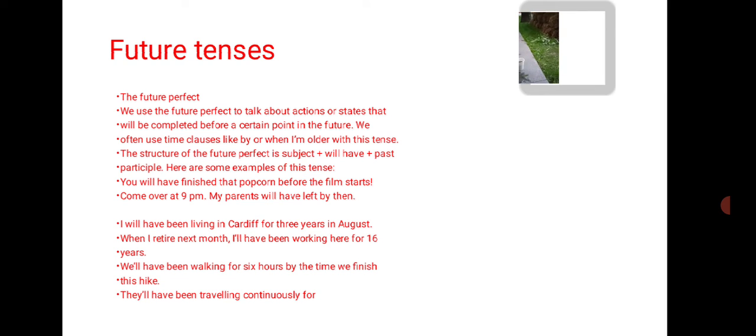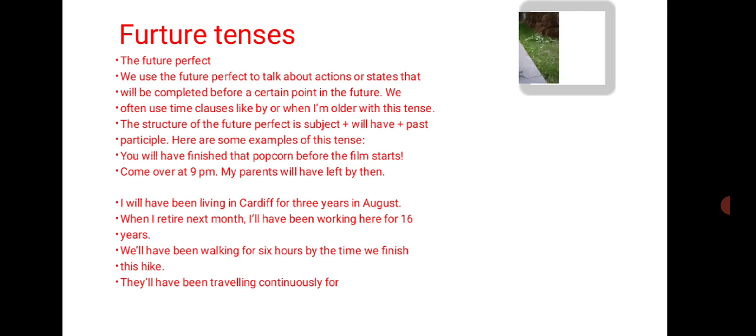Examples: you will have finished that popcorn before the film starts. Come over at 9 p.m. My parents will have left by then. I will have been living in Cardiff for 3 years in August. When I retire next month, I'll have been working here for 16 years. The future perfect. We use the future perfect to talk about actions or states that will be completed before a certain point in the future.